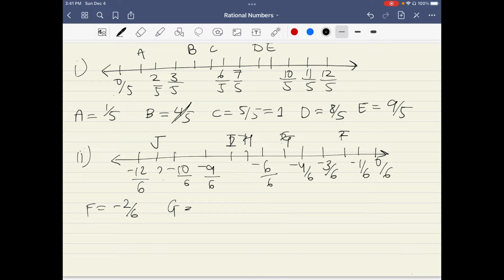Similarly, G will be, again, we start counting again, minus 3 over 6, minus 4 over 6. It'll be minus 5 over 6. And H will be minus 6 over 6, which is 1, and then minus 7 over 6. I will be the very next one, minus 8 over 6, and J will be after minus 10 over 6, it'll be minus 11 over 6.